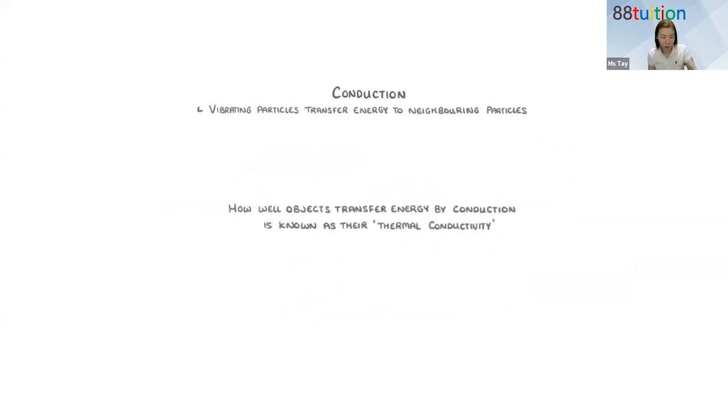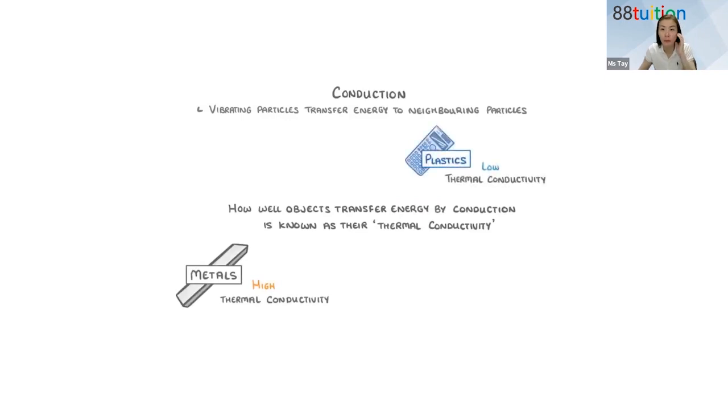Exactly how well objects transfer energy by conduction is known as their thermal conductivity. Metals have a high thermal conductivity and transfer heat energy rapidly, whereas plastics have a low thermal conductivity, which is why we use them as insulators. And pretty much all fluids have a low thermal conductivity.